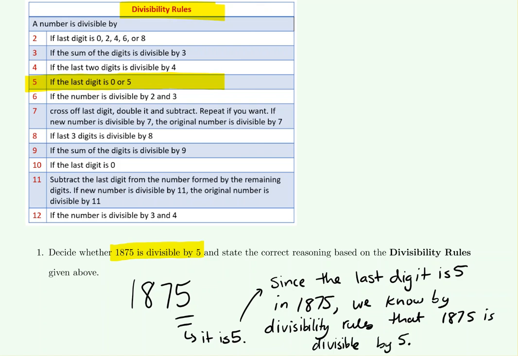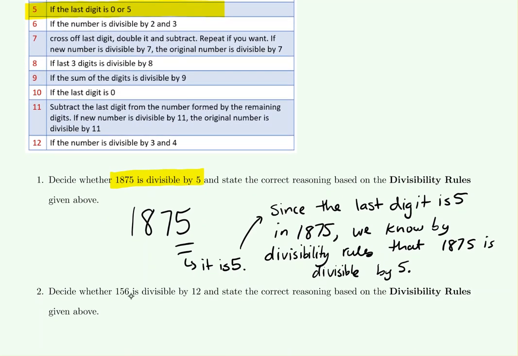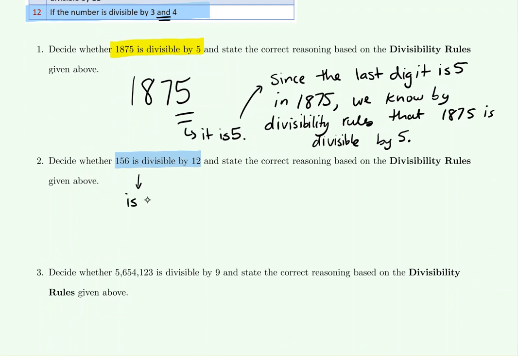Okay, let's look at our next example. We're asked to determine whether 156 is divisible by 12. So looking at our list, the divisibility rule for 12 is that if the number itself is divisible by 3 and 4, and I do want to highlight the idea of and, so we only know it's divisible by 12 if we answer the question, is it divisible by 3?